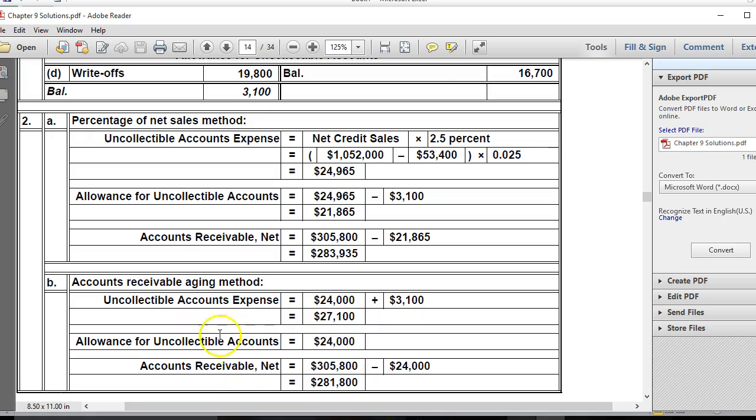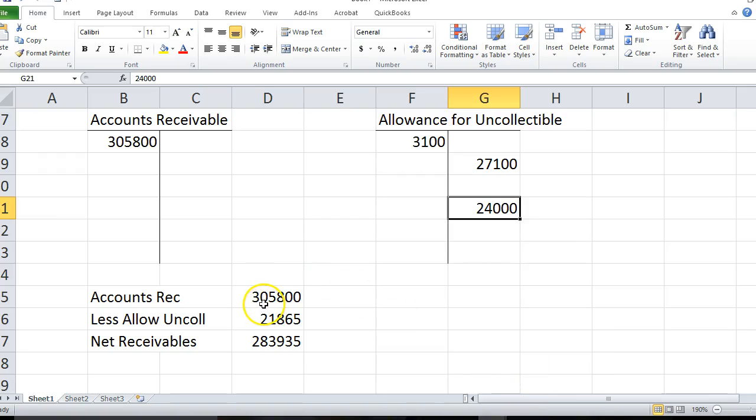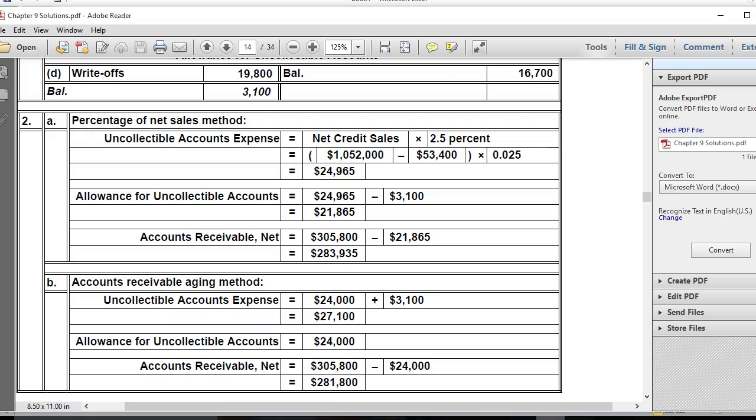What will our net accounts receivable show? Well, it's still going to be this 3058, but instead of less allowance for uncollectibles of 21,865, it's going to be 24,000, isn't it? To have a net receivables of 281,800. 281,800. Does that make sense?